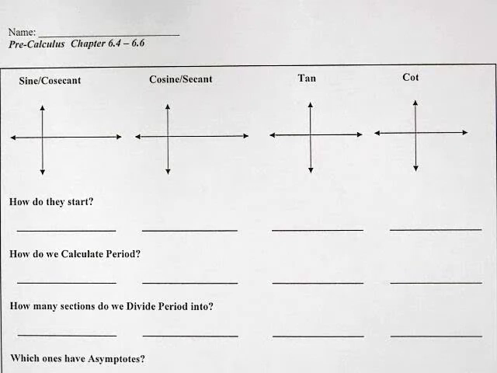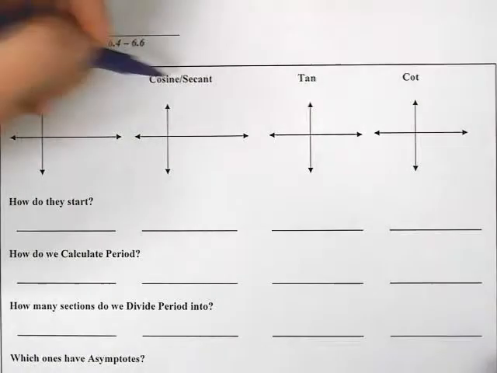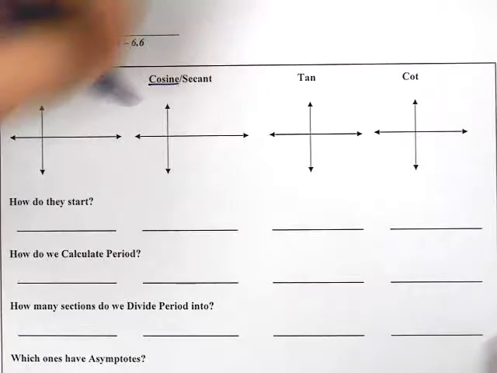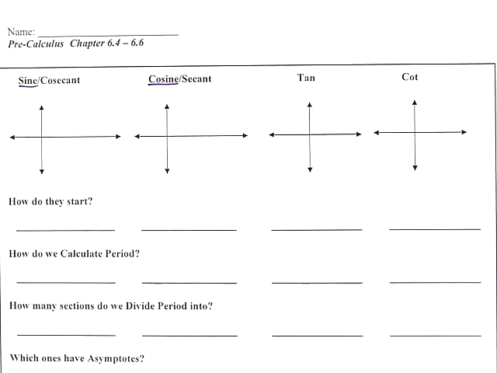Pre-calculus students, we are moving on to our review of 6.4 through 6.6, and honestly guys, this was all the graphing. So here we need to remember what sine, cosine, cosecant, secant, tangent, and cotangent graphs look like. Hopefully you remember that the major difference between a sine and a cosine, I'll do these in purple, is where they start.